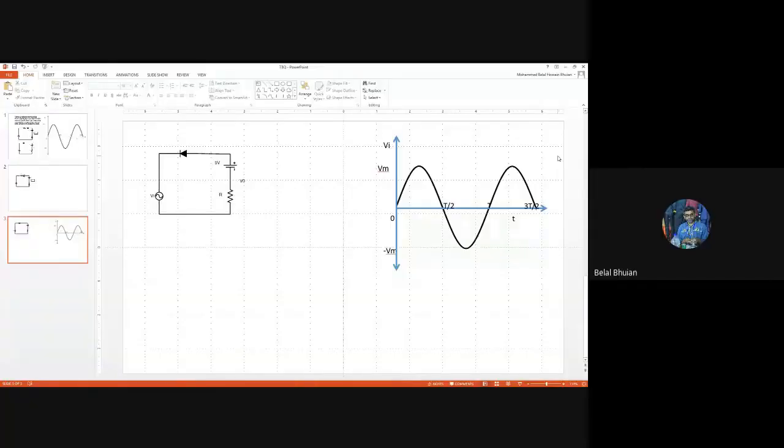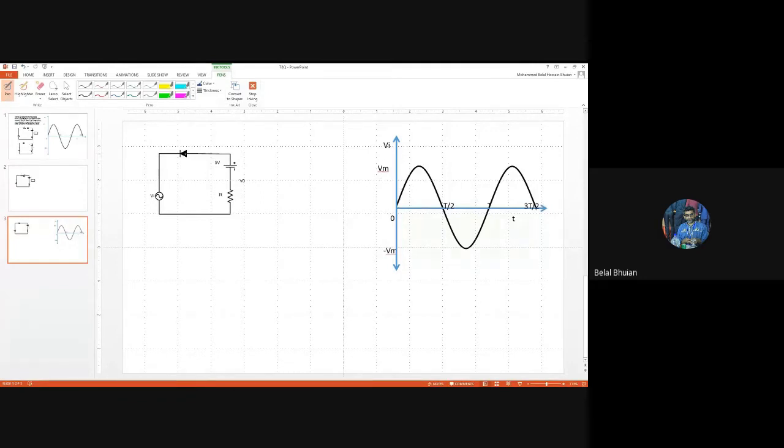All right, we're going to start with the second problem. So it's a clipper problem. We have an AC signal source, which is Vm equal to 10 volt. So it's a 10 volt to minus 10 volt sine wave.